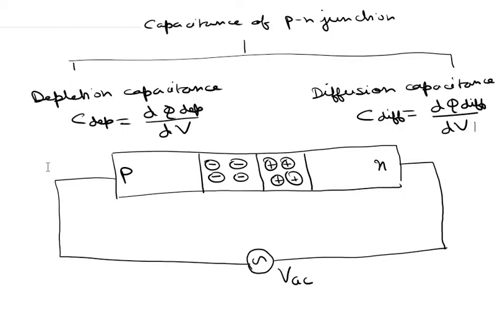So we'll see the AC model or the small signal model of the diode after a few minutes, but before that, let us discuss another thing. We have seen that the IV characteristics of a diode resemble somewhat like this.